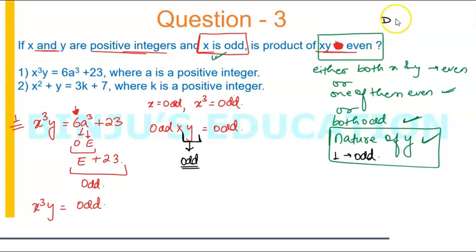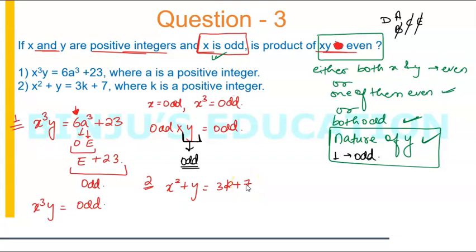You write D, A, B, C, E. So B goes out, C goes out, E goes out. Either D is the answer or A is the answer. And let's look at statement number 2. X square plus y is equal to 3k plus 7.